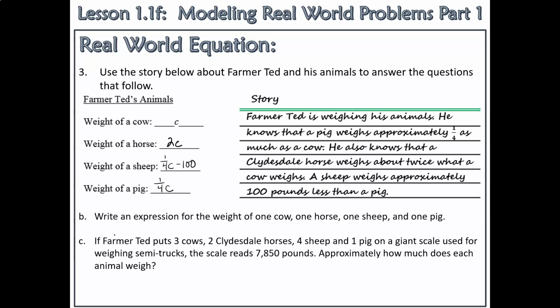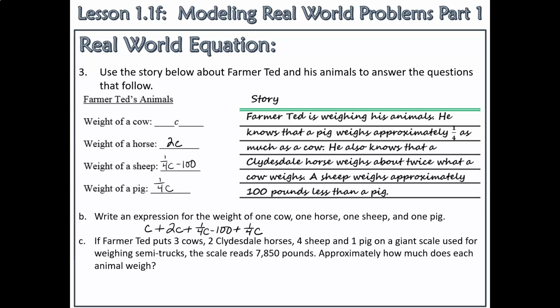It says write an expression for the weight of 1 cow, 1 horse, 1 sheep, and 1 pig. So 1 cow is C. 1 horse is 2C, so we're going to add 2C to that. And 1 sheep, we're going to add 1/4 C minus 100 to that. And then 1 pig is 1/4 C.